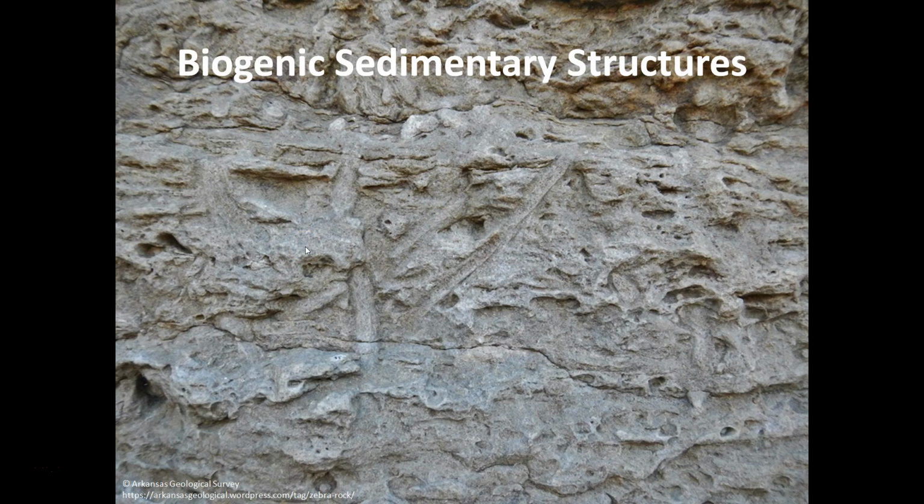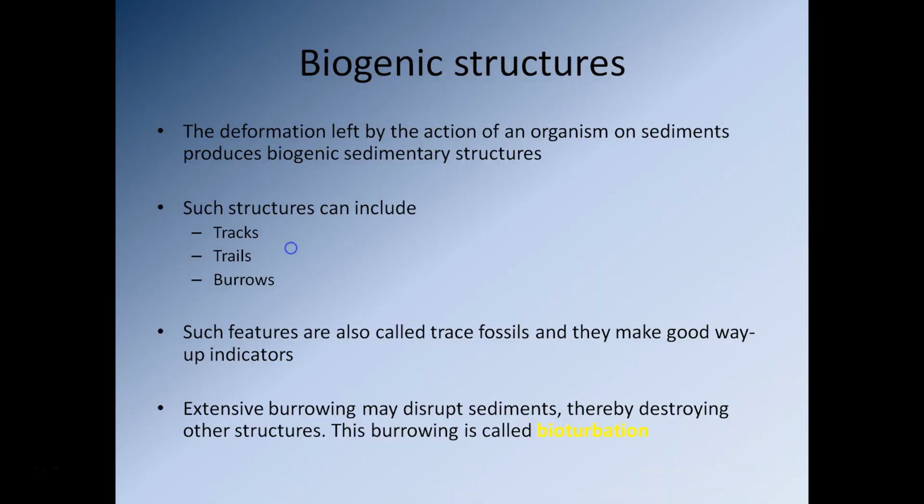Now these kinds of structures are important. If we know what organism formed those burrows, for instance, and we know the environment in which it liked to live, that will give us some idea of what type of environment the sediment was deposited in. So, also very, very helpful. Biogenic structures are essentially the deformation left by the actions of organisms on sediments, and they produce these biogenic sedimentary structures. Such structures include tracks, trails, and burrows.